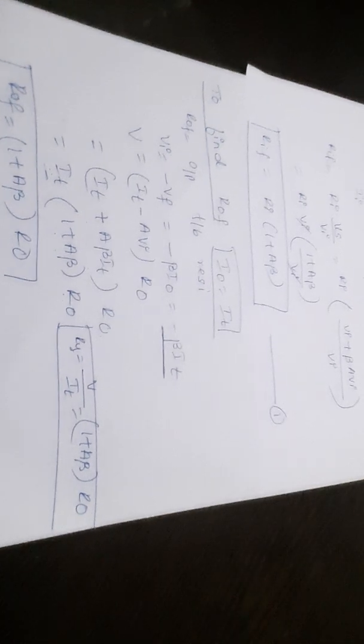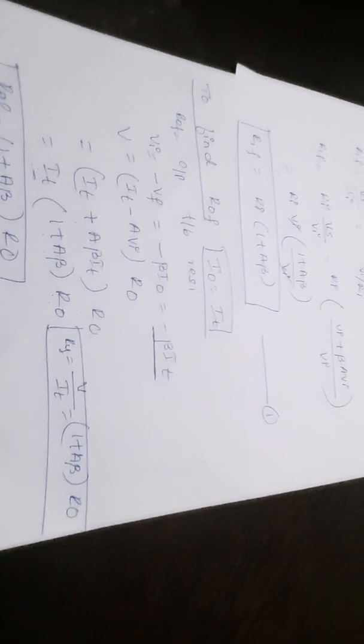The voltage sampling reduces the output resistance. Current sampling increases it.